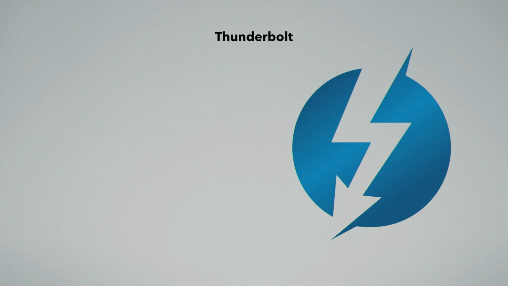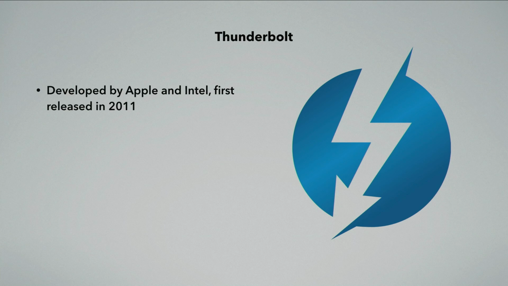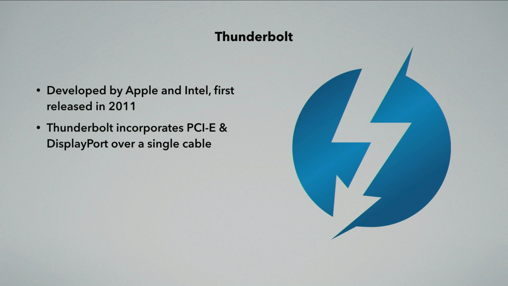So with USB, for example, all you can really accomplish with the USB protocol is copying a file or any kind of data transfer. But Thunderbolt is a little different. Thunderbolt was developed by Apple and Intel, and it was first released in 2011. And Thunderbolt actually incorporates something called PCI Express, as well as DisplayPort over a single cable.